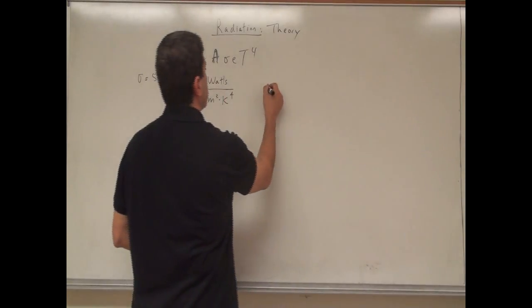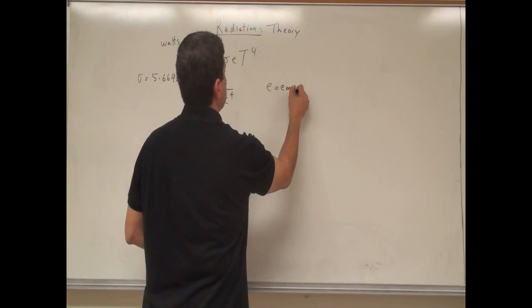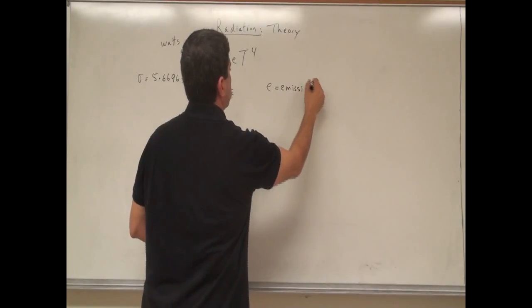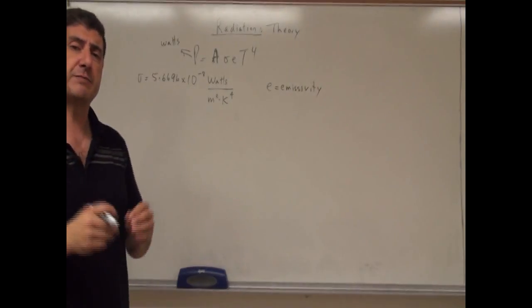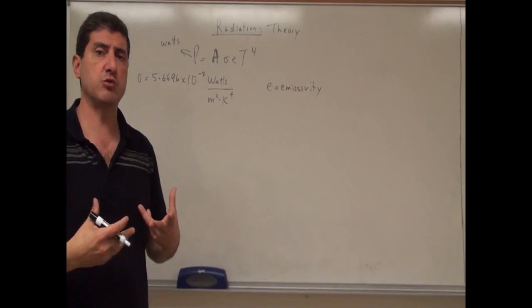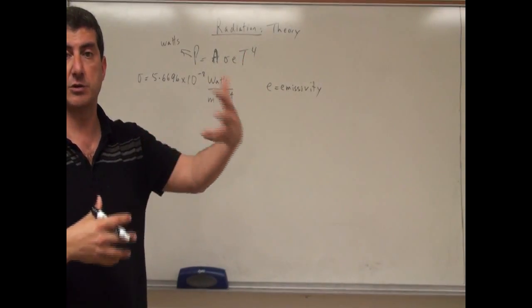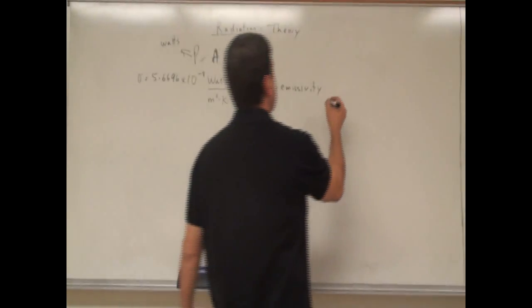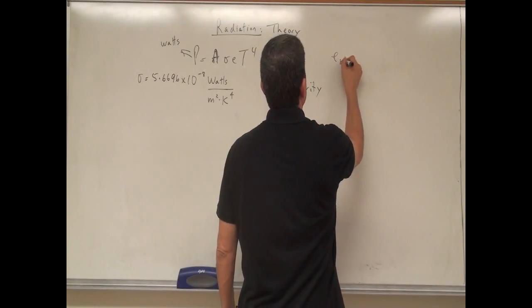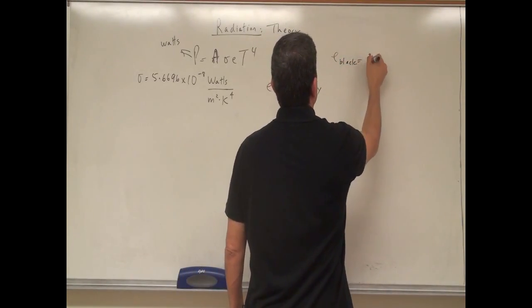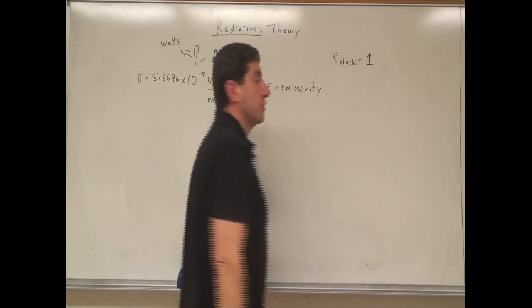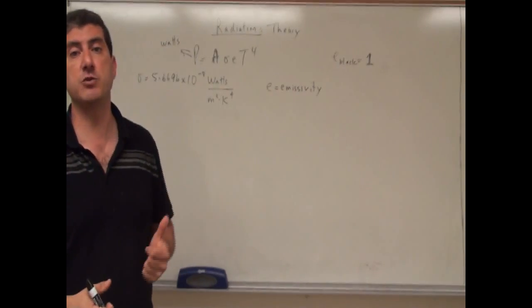And then E is equal to the emissivity of the object, right? And it's basically a unitless number, and it will tell you how much that object emits radiation, at what ratio. Emissivity of a black object, emissivity black, is equal to 1, right? So if it's a perfect emitter of heat, its emissivity will be 1.